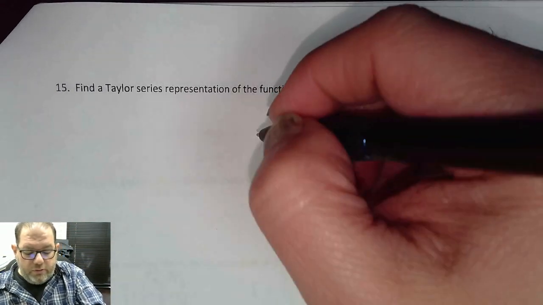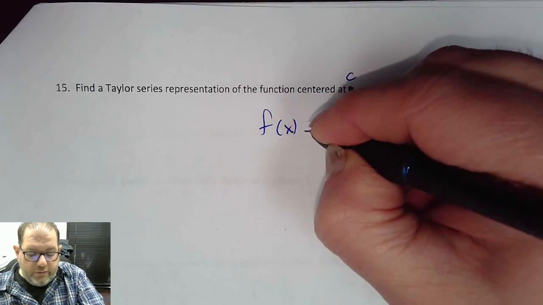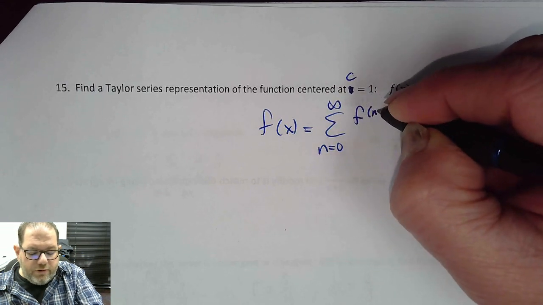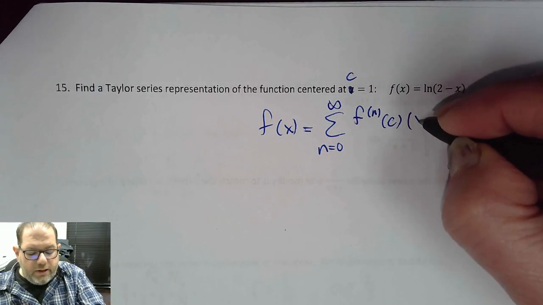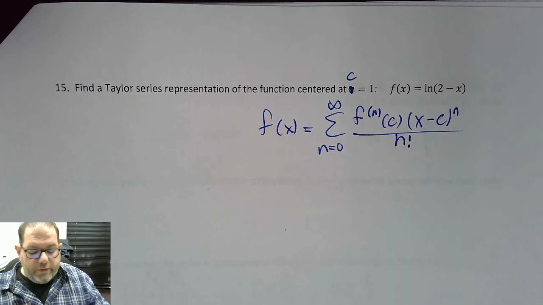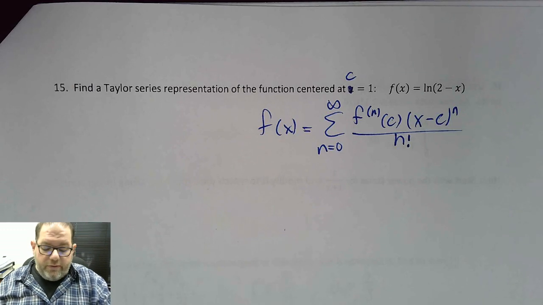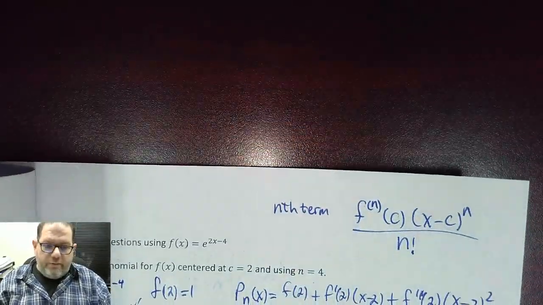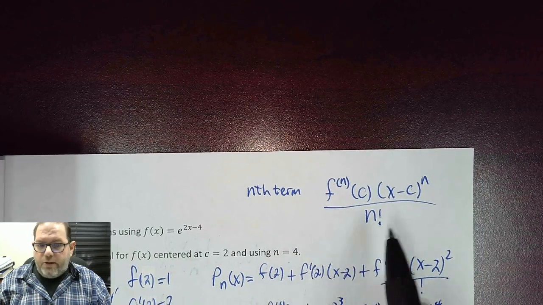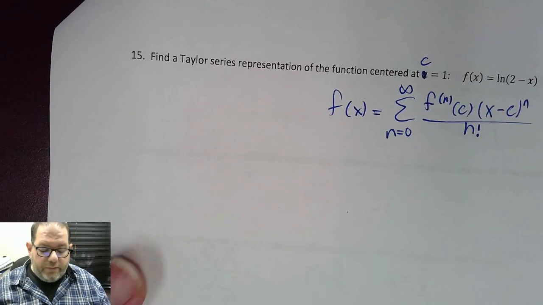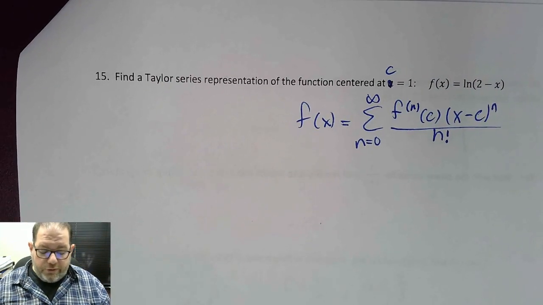We have f of x is natural log of 2 minus x. Now, we know our Taylor series is going to be the sum n equals 0 to infinity of the nth derivative of f evaluated at c times (x minus c) to the n over n factorial. So we have to know that formula. And this is actually the same expression we talked about in that previous problem, I think it was problem 11. That was the nth term for the Taylor polynomial. We're seeing the exact same expression right here. Okay. So that's what we're working with.